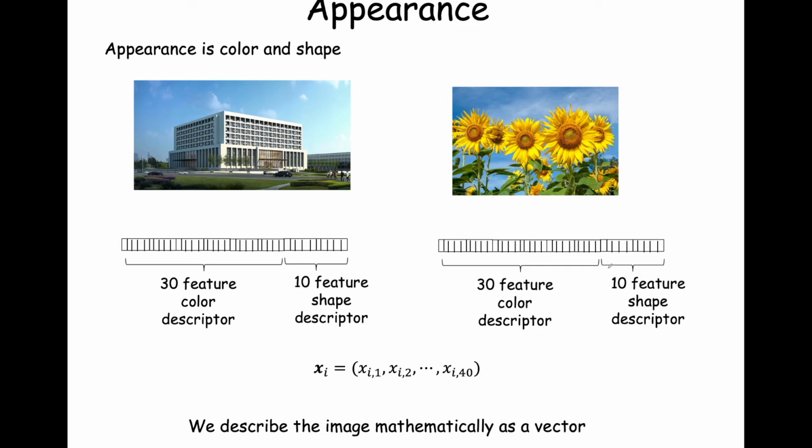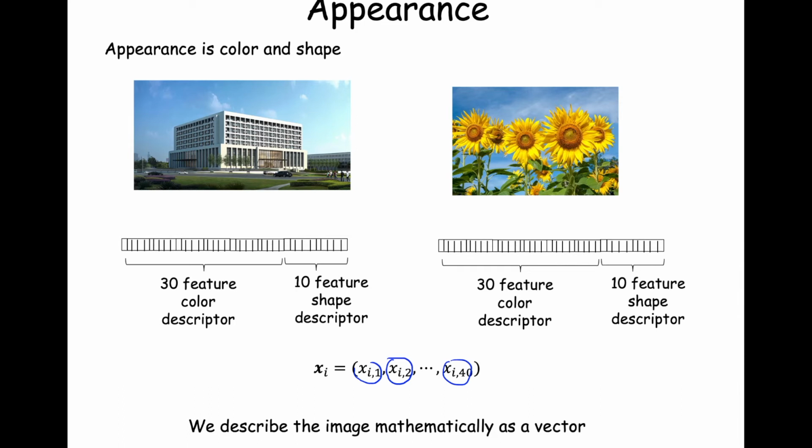Each one of these images, a unique image, corresponds to a unique set of 40 vectors, one for each image, both the color and the shape component. And so we can describe this mathematically as a 40 vector. We have the ith vector corresponding to the ith image in some image database. And we have the first component, which is the first feature, the second component, which is the second feature, xi2, up to and including xi40, which is the 40th feature.